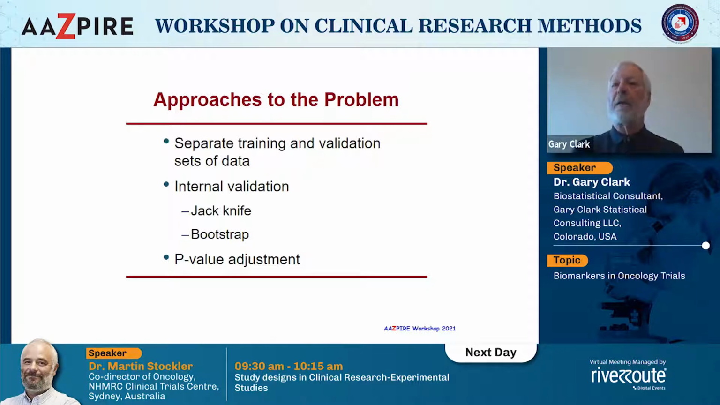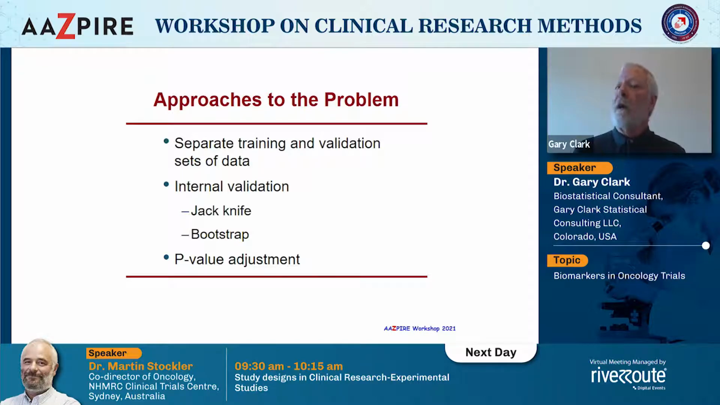Well, the ideal situation is to have separate training and validation sets of data, either by dividing your clinical trial into two sets randomly, or even better, to get a totally separate clinical trial, a separate set of data, train and find the cut point on one set, on one study, and then validate on another study. Or you can use internal validation techniques, such as what's called the jackknife technique or bootstrap technique.